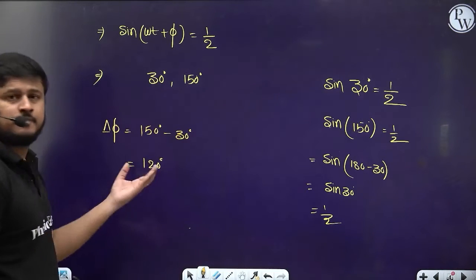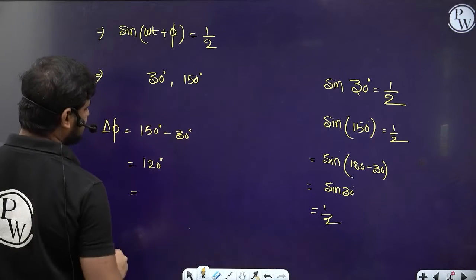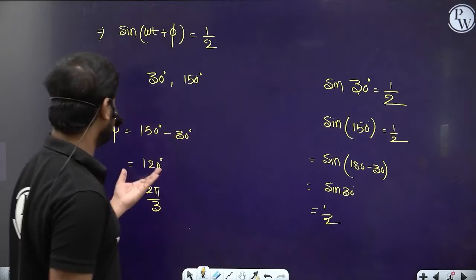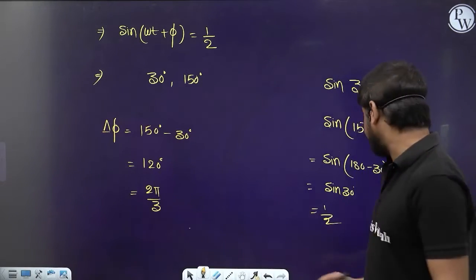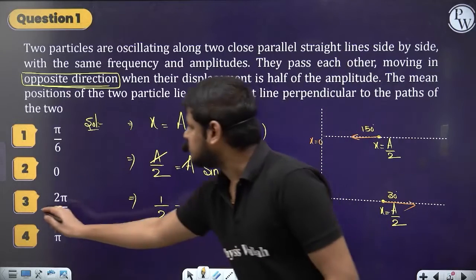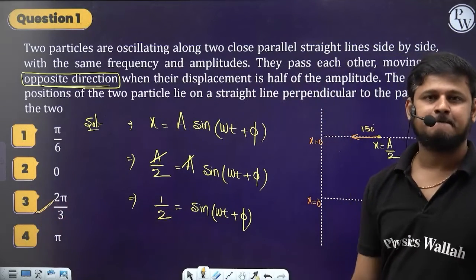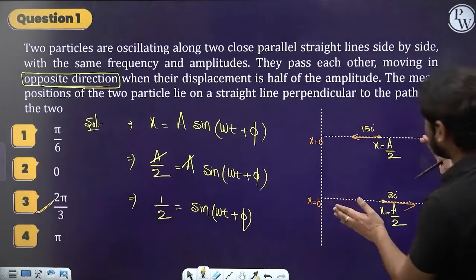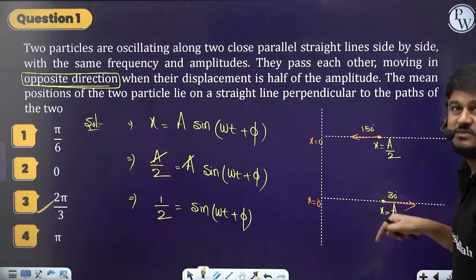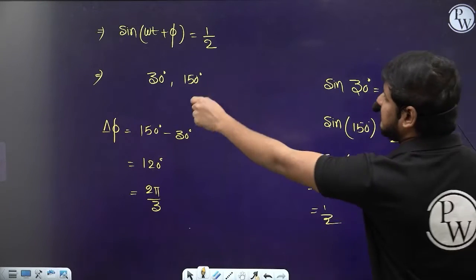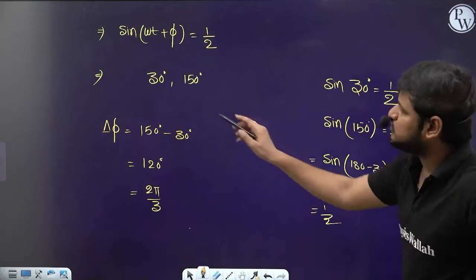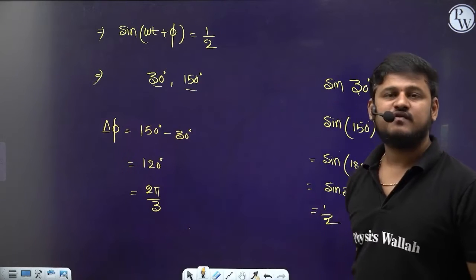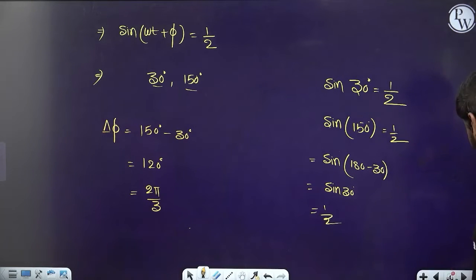So convert it to radians. In terms of radians, it will be 2 pi by 3. Yes or no? So the correct option is option 3. Understood, guys? The concept is clear. There are two particles moving in opposite directions when their displacement is A by 2. We calculated that the first one's phase is 150, the second one's phase is 30. So the phase difference will be 150 minus 30, so 120, that is 2 pi by 3.